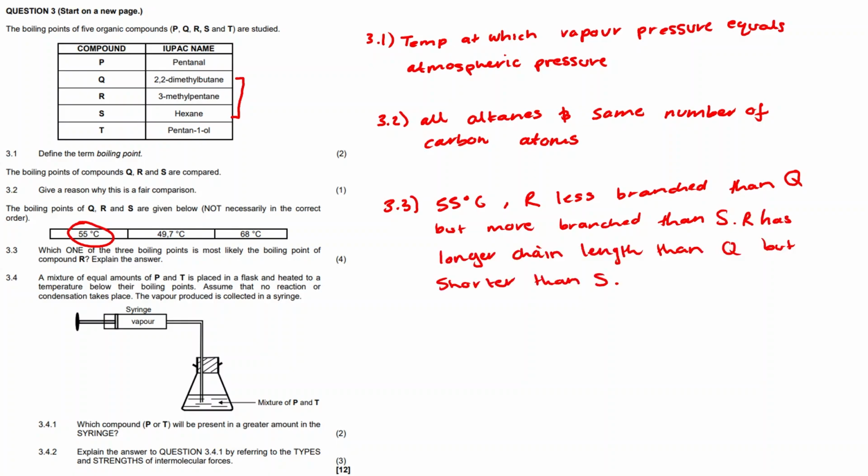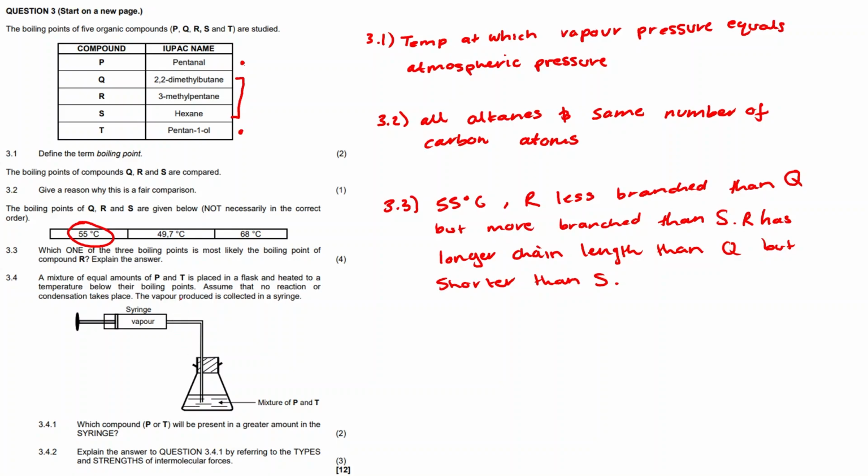Question 3.4. A mixture of equal amounts of P and T is placed in a flask and heated to a temperature below their boiling points. Assume that no reaction or condensation takes place. The vapor produced is collected in a syringe. Question 3.4.1. Which compound, P or T, will be present in a greater amount in the syringe? So, compound P is pentanal, whereas compound T is pentan-1-ol.